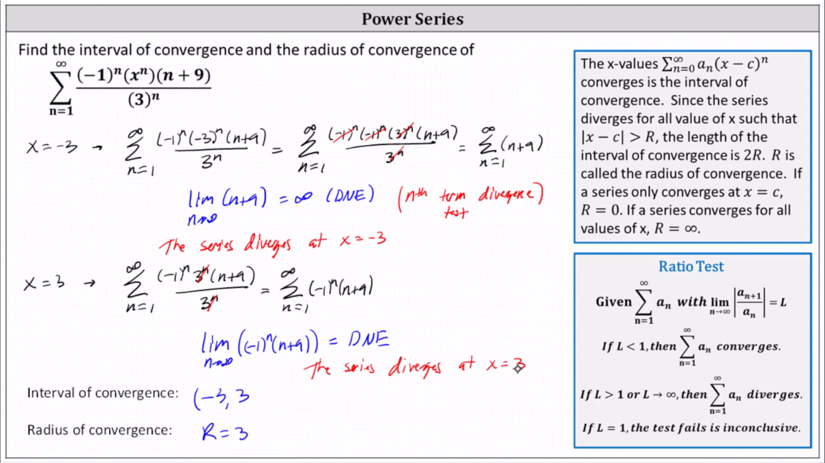So once again, we do not include 3 in the interval of convergence. The interval of convergence is the open interval from negative 3 to positive 3, meaning the endpoints are not included in the interval. I hope you found this helpful.